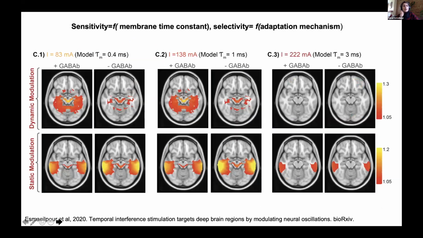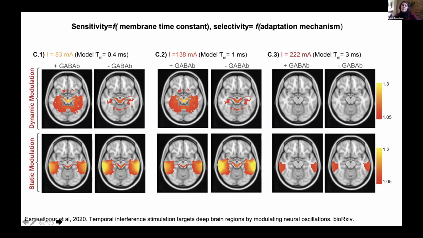So this is the spatial distribution of the dynamic and static modulations. We can see the sensitivity is a function of the time constant, and with decreasing the membrane time constant in the network, technically we need less current to produce a significant enhancement in the gamma oscillation in the deep brain regions.